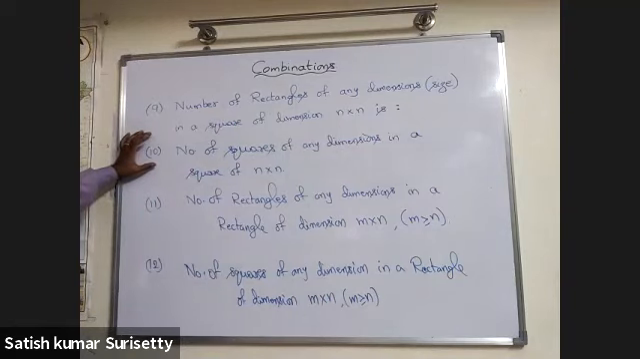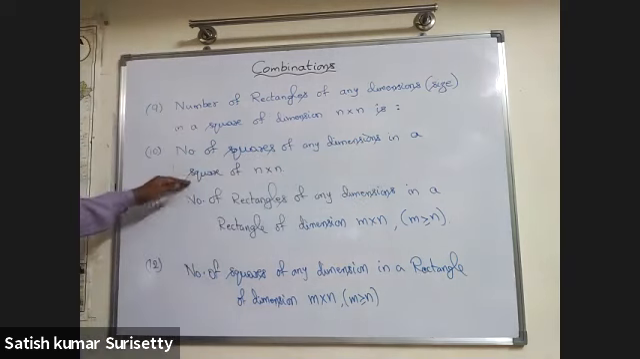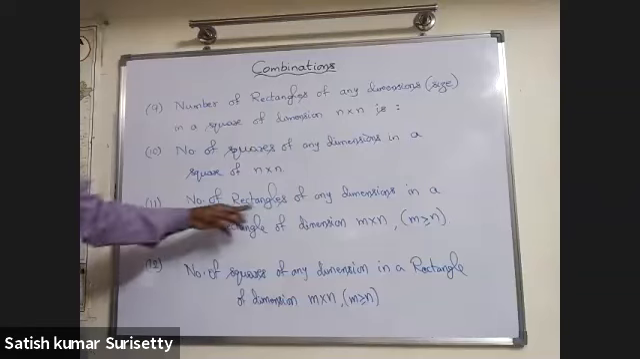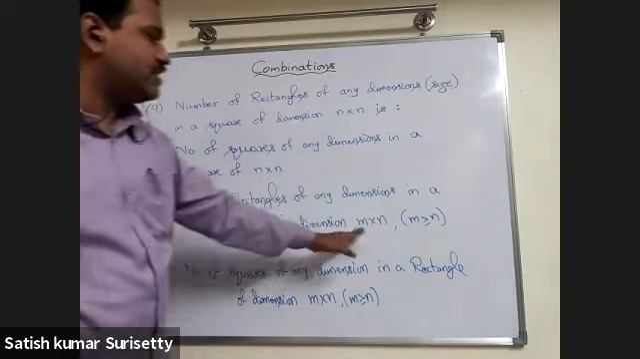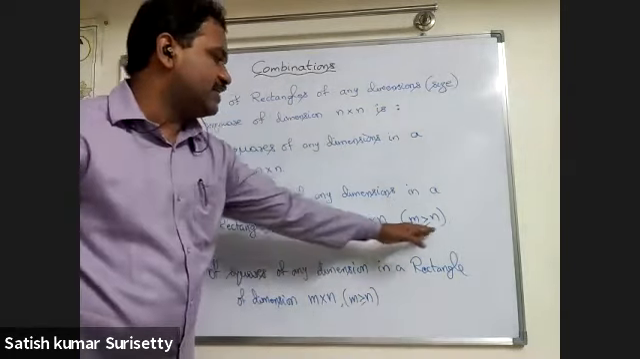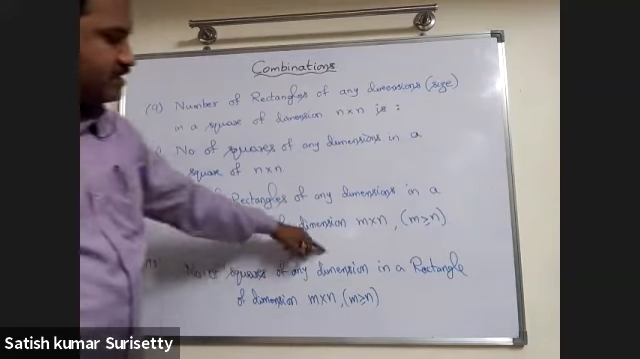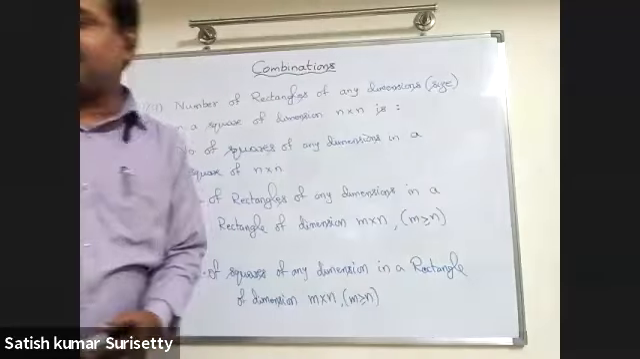Next, another one is how to find the number of squares of any dimension in a square of n by n. Next, the number of rectangles of any dimensions in a rectangle of dimension m by n, where m is greater than or equal to n. Next, the number of squares of any dimension in a rectangle of dimension m by n, where m is greater than or equal to n.